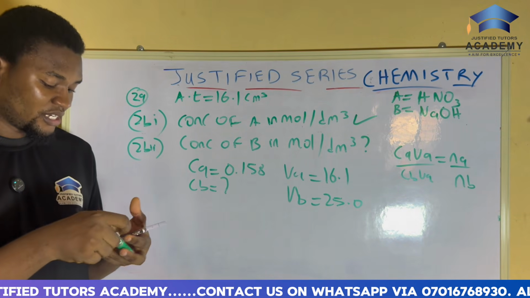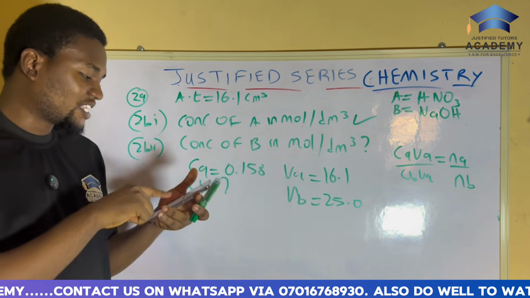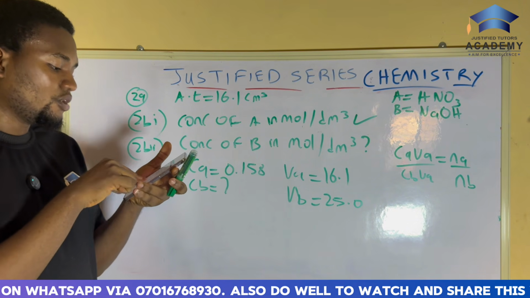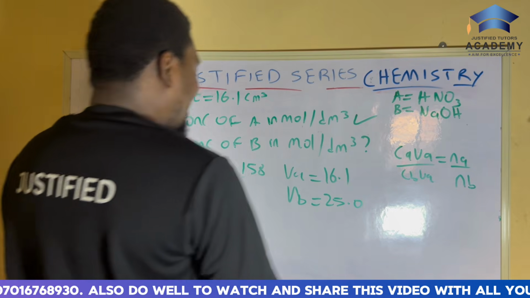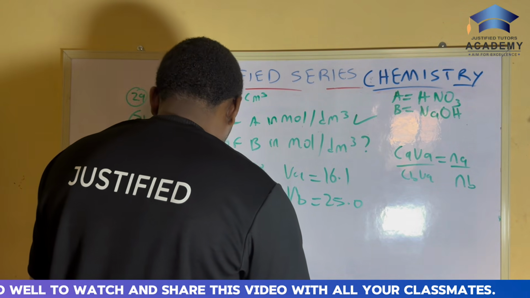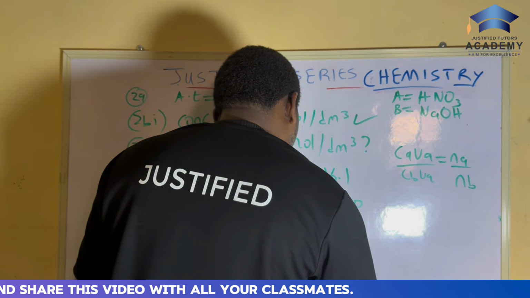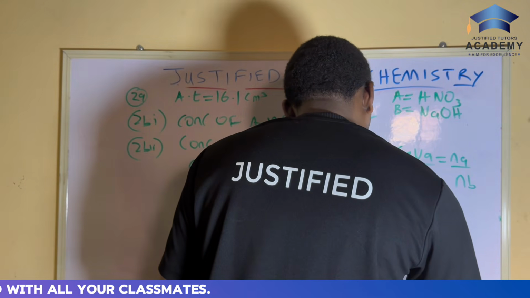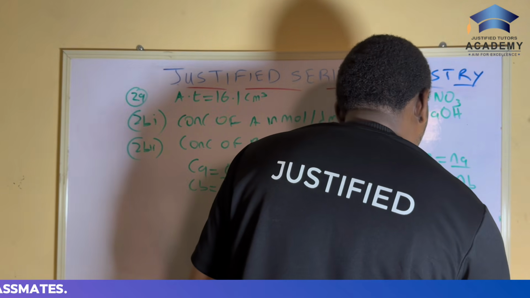Now we already know our CA, CB, VA and VB. What are our NA and NB? Please, everybody, go back to the question and look at the chemical equation that was written: HNO3 plus NaOH gives us NaNO3 plus H2O.